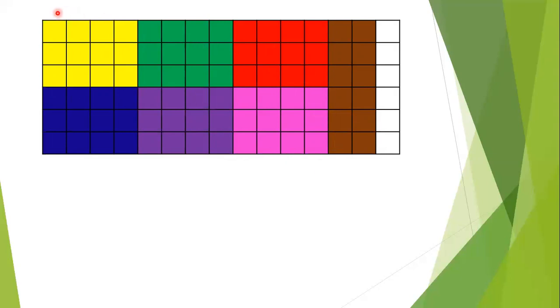But here the length is different. Here length is 4 centimeter and breadth is 3 centimeter. 6 rectangles have the same measure. And the 7th one, like the previous one, 6 centimeter length and 2 centimeter breadth. So here also we are forming 7 rectangles, but 6 of them have the same measure. Only the 7th one's measure is different. So we will see now, can we arrange them in any other way so that we can have some more different measures?